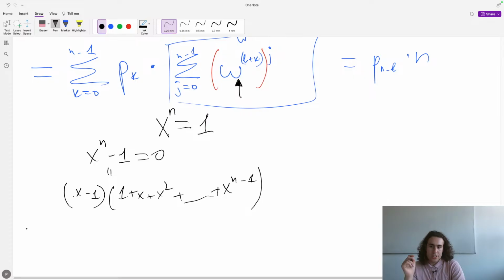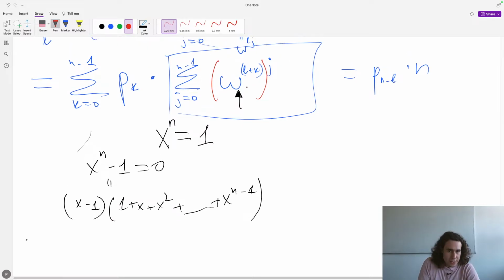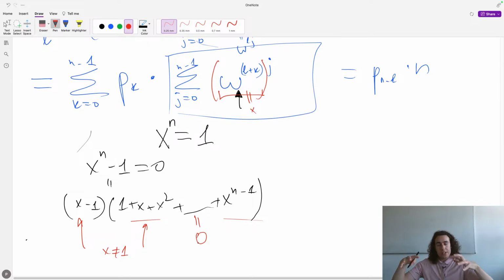Because if you multiply by x, you get all the powers from first to nth, and then you subtract all the powers from 0 to n minus first. So you get x to the n minus 1. So this is 0. And what do we have here? If we think of this number as x, we have exactly the same thing. We have the sum of powers, x to the 0, x to the 1, x to the 2, and so on. And we know that the product is 0. So either this or this is 0. So if x is not equal to 1, then this is always 0 for all these powers of omega.